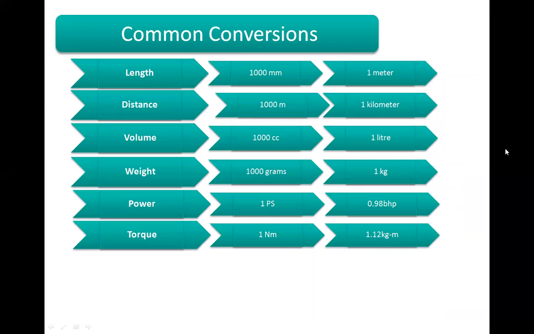Now common conversion factors are given here. Length: 1000 millimeter is 1 meter. Distance: 1000 meter means 1 kilometer. Volume, it is in terms of cc, that is the volume of the engine. So 1000 cc is equal to 1 liter. Weight: 1 kg is 1000 grams. Power, as we have seen, 1 PS means 0.98 bhp, and torque 1 Newton meter is equal to 1.12 kg.